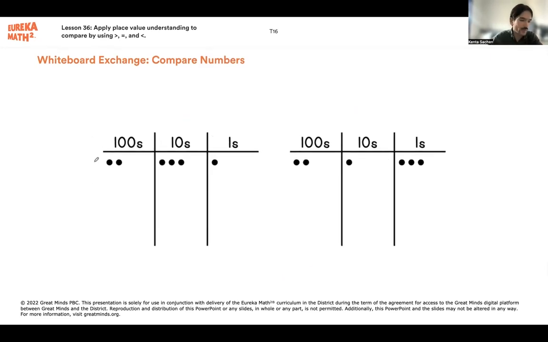How about this one? What is the number on the left here? Ani?